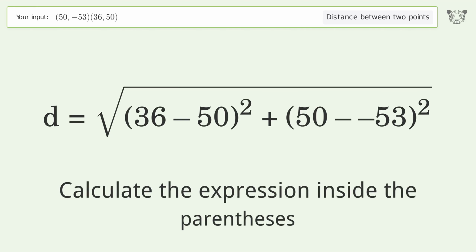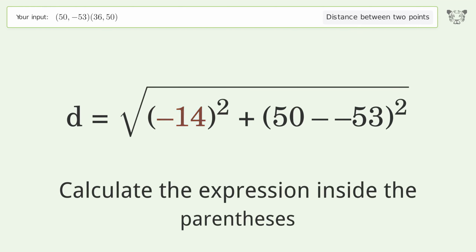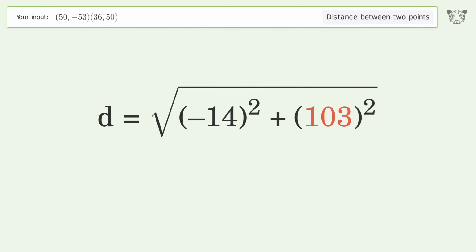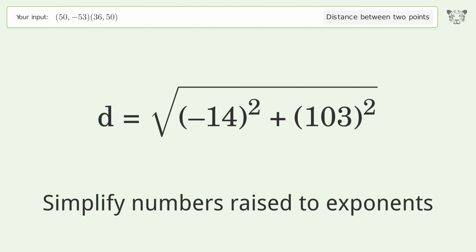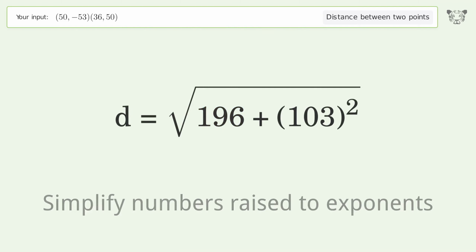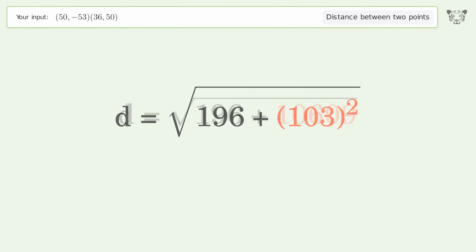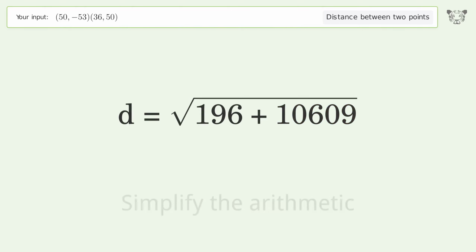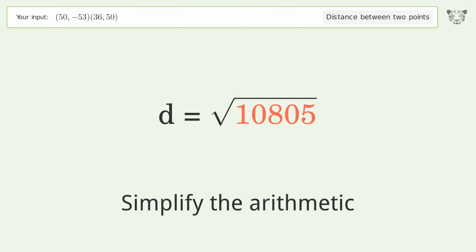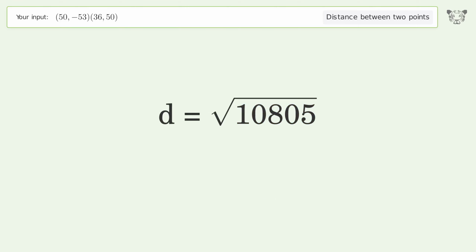Calculate the expression inside the parentheses. Simplify numbers raised to exponents. Simplify the arithmetic. And so the distance between the 2 points is the square root of 10,805, or 103.947.